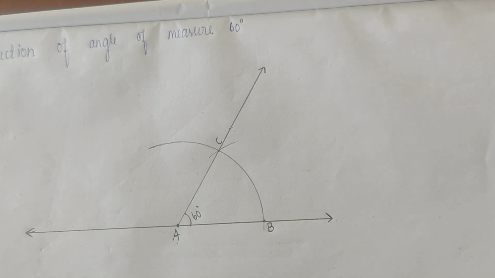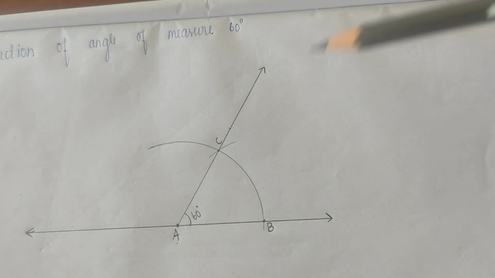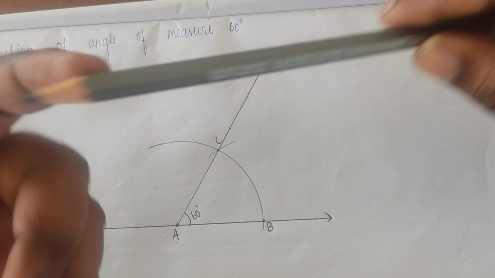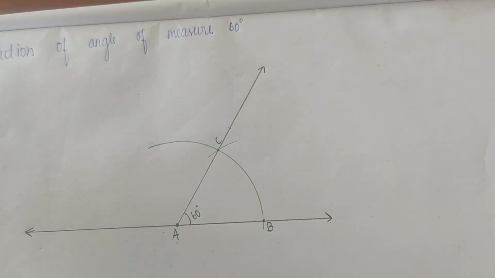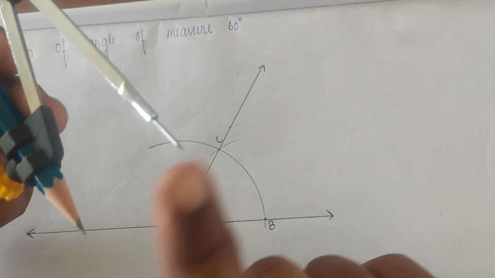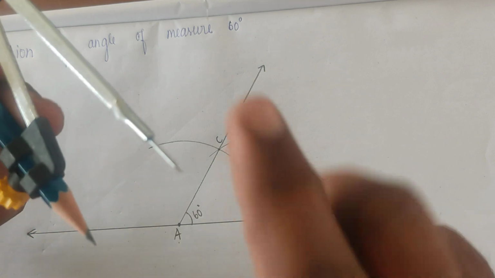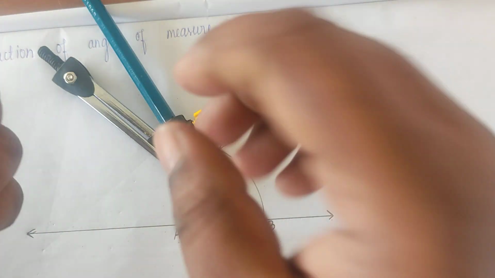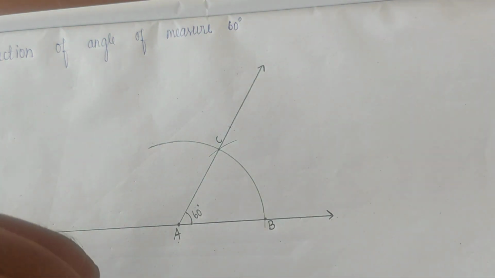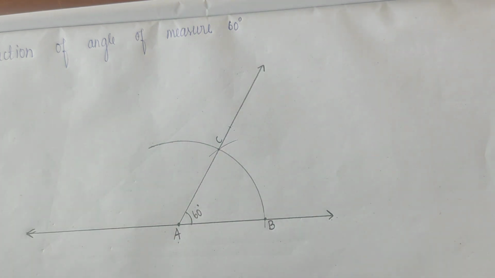Draw it in your classwork note using a pencil. Okay, the pencil is sharp, and the compass legs, both sides, should be equal. So the same. Okay, same. I think, can you understand the construction of angles? Okay.